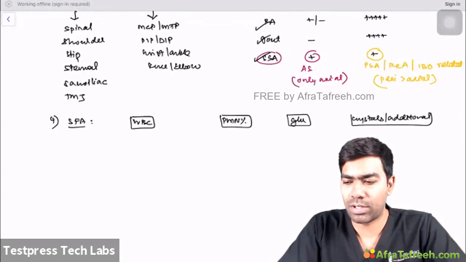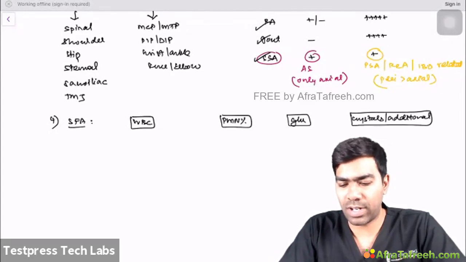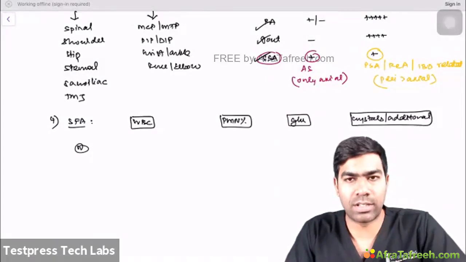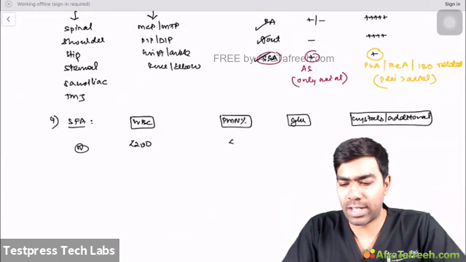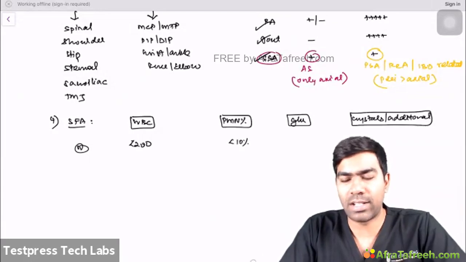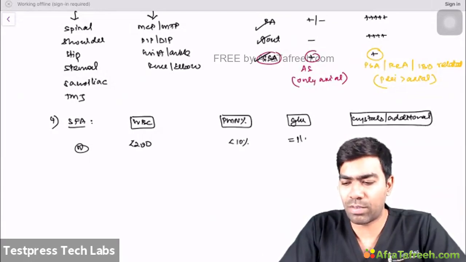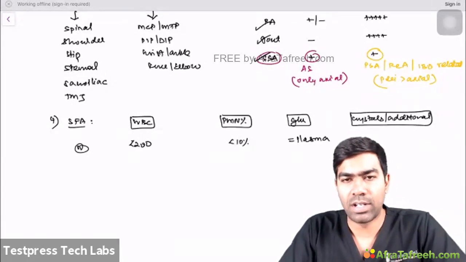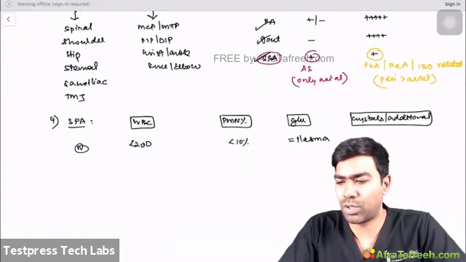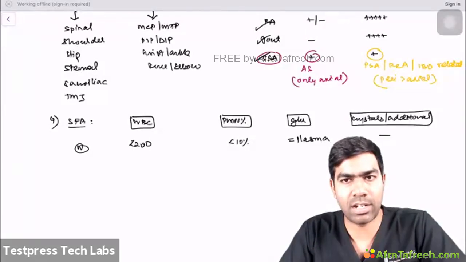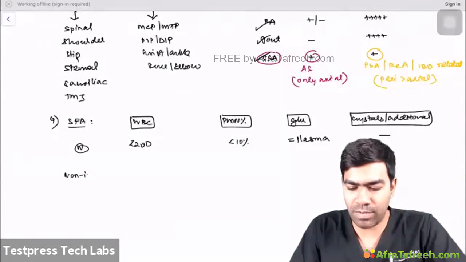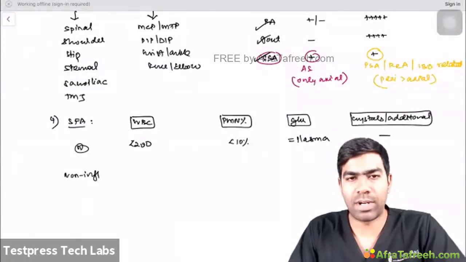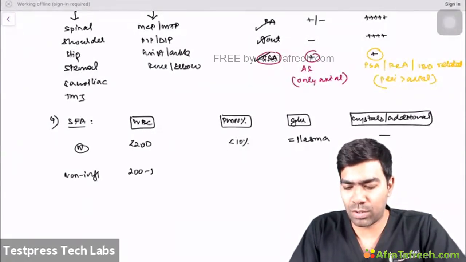We know that as far as normal synovial fluid is concerned, the WBCs are going to be less than 200 and the neutrophils will be less than 10%. At the same time, the glucose levels will be equal to that of the plasma. And as far as additional crystals are concerned, usually you don't see any crystals or any other additional findings. So this is a normal synovial fluid. Then if you take a non-inflammatory fluid, it can be in the range of 200 to 2000.